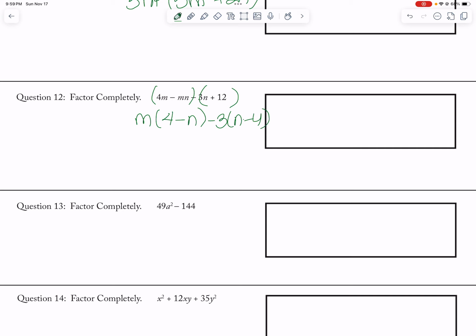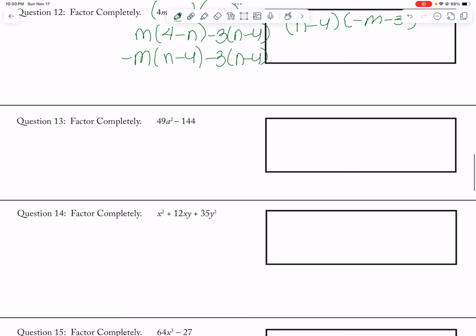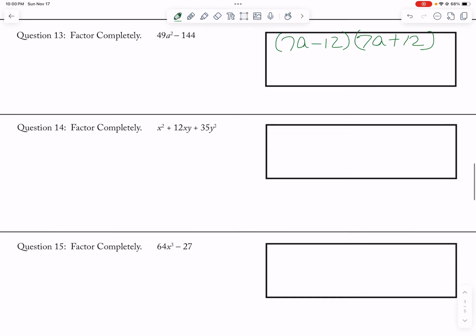So let's factor out a negative m. And then I'm left with an m. Nope. I'm left with an n minus 4 and a -3 and an n minus 4. So then I have an n minus 4 and a negative m minus 3. And then here's the difference of squares. So 7a minus 12 and 7a plus 12.